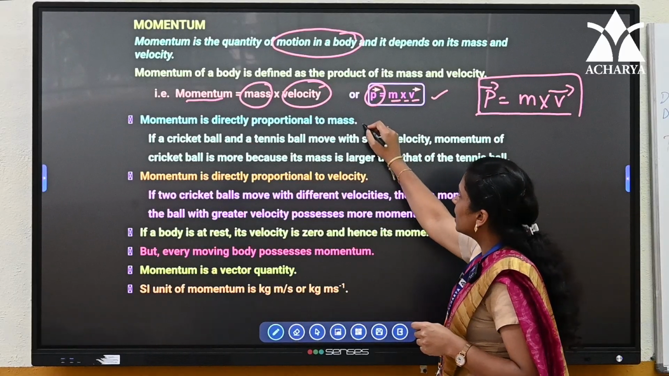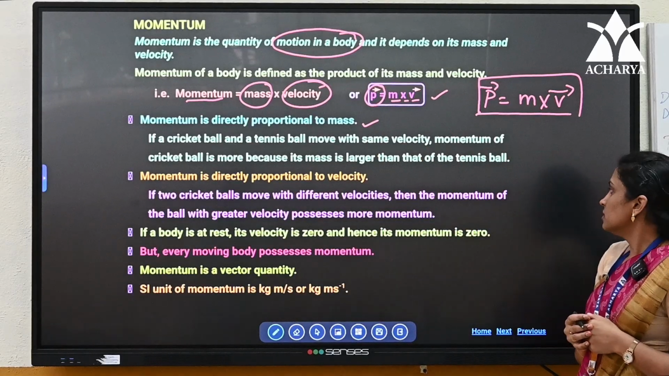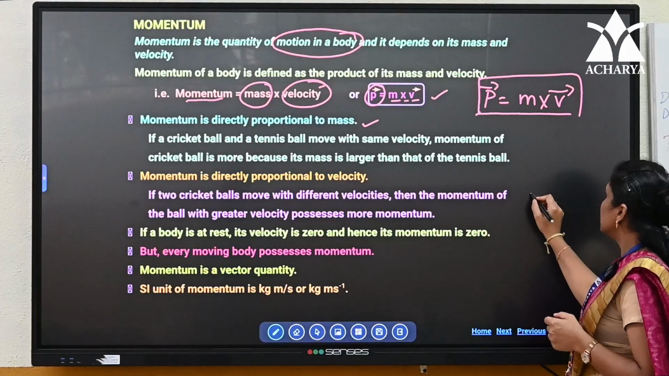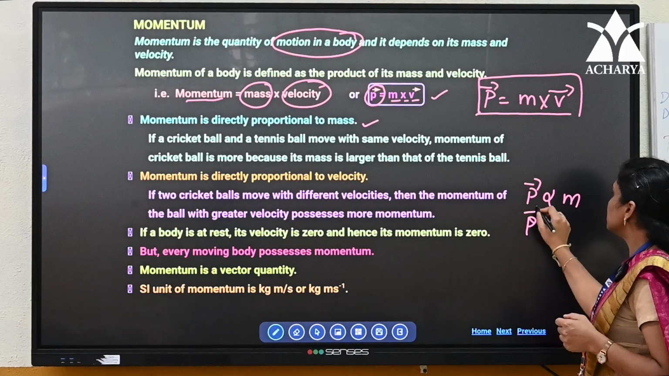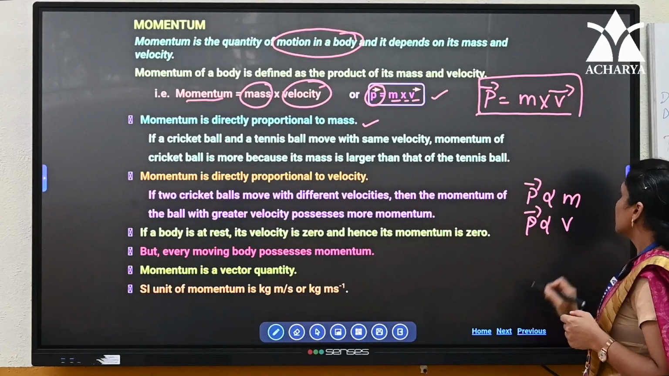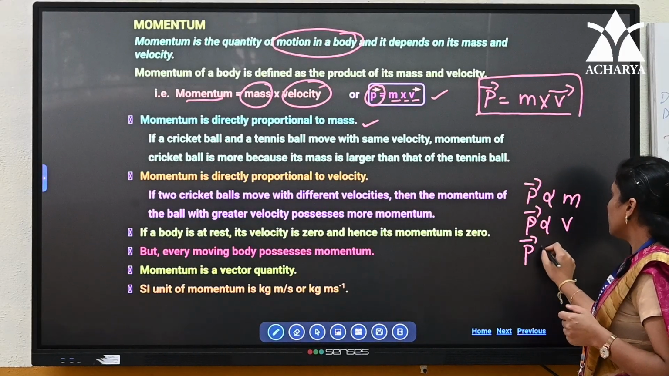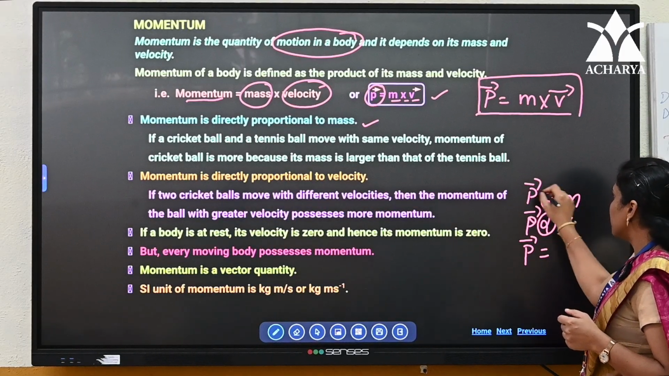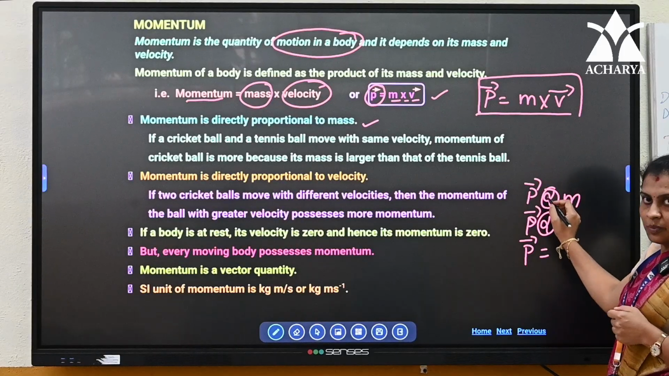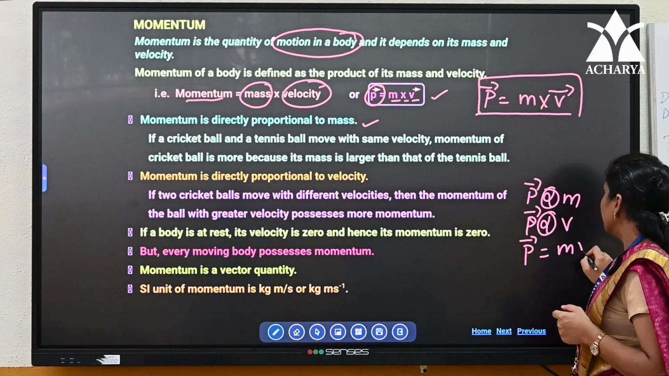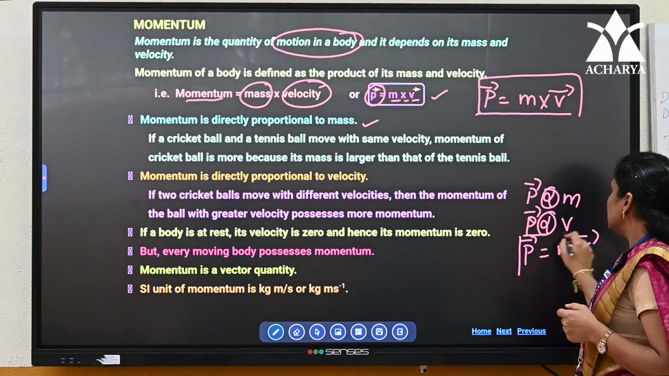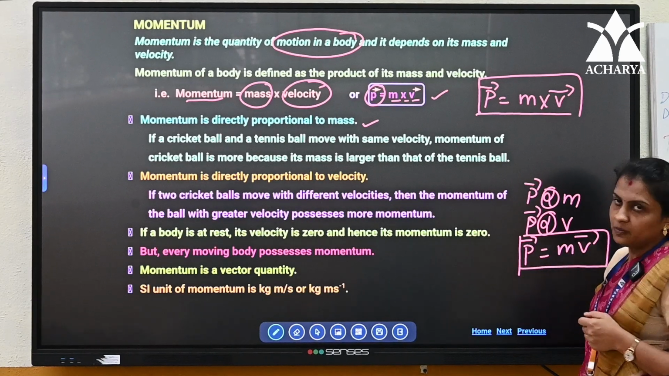Momentum is directly proportional to the mass as well as the velocity. So if you remove the proportionality constant, we will get m into v vector. So this is the expression for momentum.